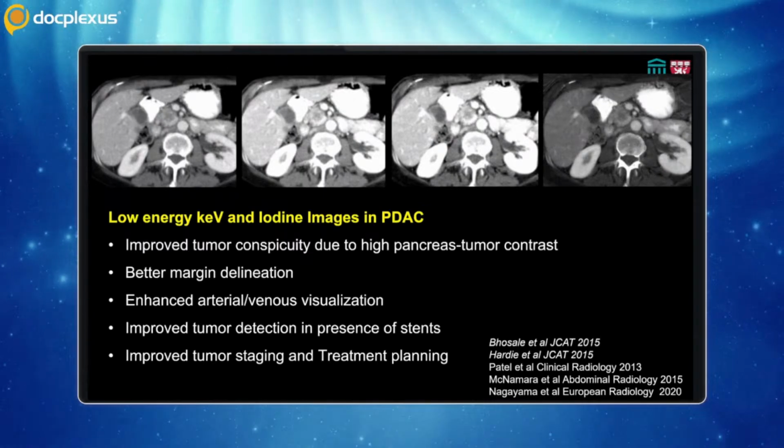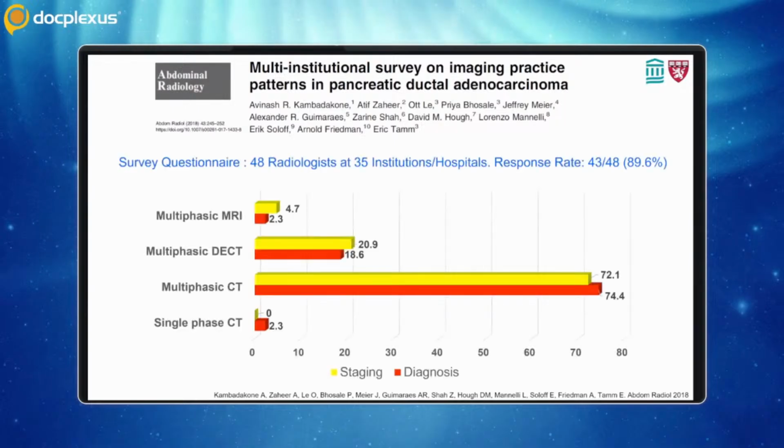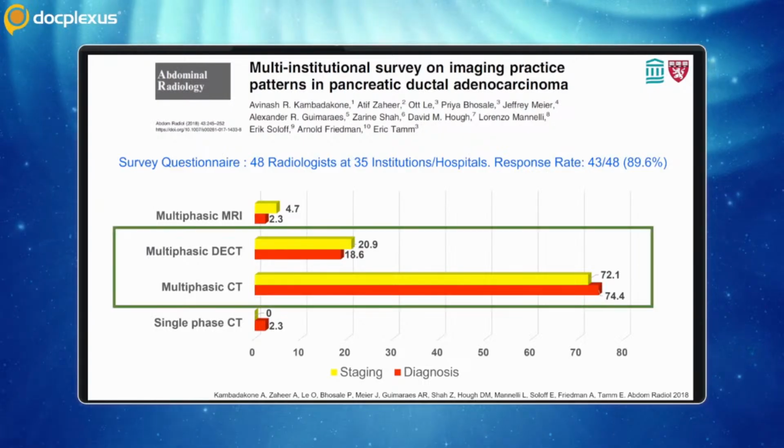In fact, if you look at this multi-institutional study we did across the US trying to identify what is the trend for imaging in patients with pancreatic cancer, we found that nearly 90% of the sites performed either a single energy CT or a multiphasic single energy CT or dual energy CT for evaluation of pancreatic cancer. MR was infrequently performed, so was a single phase portal venous phase CT.